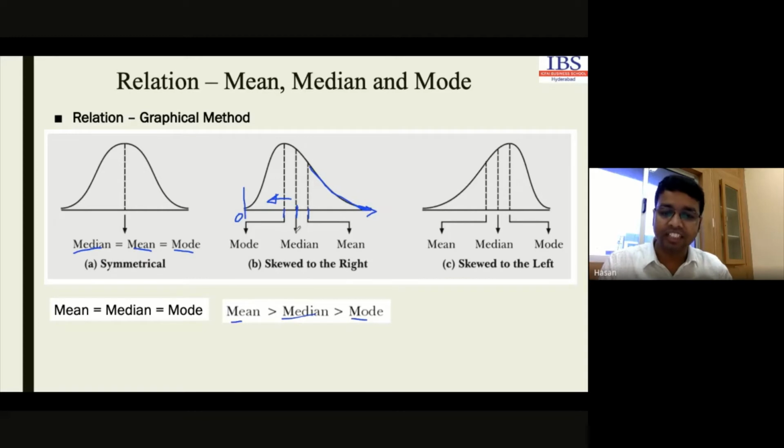If our data is left skewed, that means the tail of the distribution on the left side will be longer than the right side. In that case, again starting from 0 here, mode is higher. This is the mode position. Mode is higher than median and median is higher than mean. This is the relation. Is that clear?